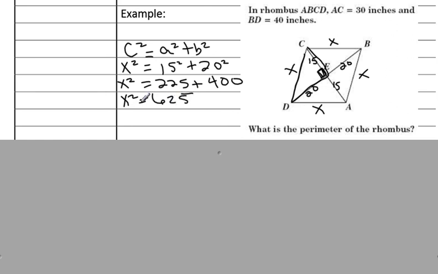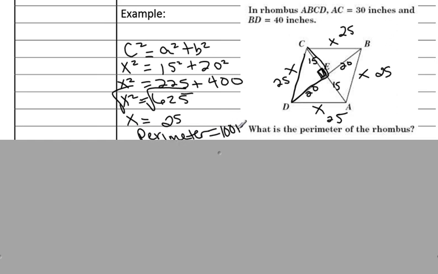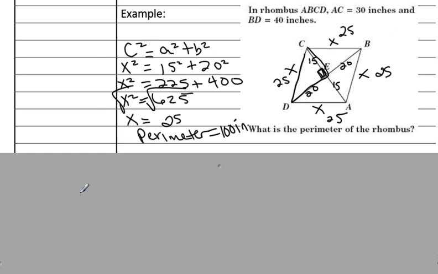And since I'm looking for x, I have to take the square root of both sides. So I'll get x is 25. So that means that each side in this rhombus is 25 inches. So that means the perimeter of the rhombus is 25 plus 25 plus 25 plus 25, or 25 times 4, which is 100. And this was inches. So 100 inches is our perimeter.